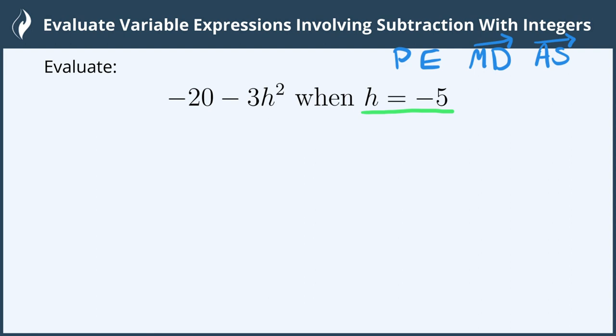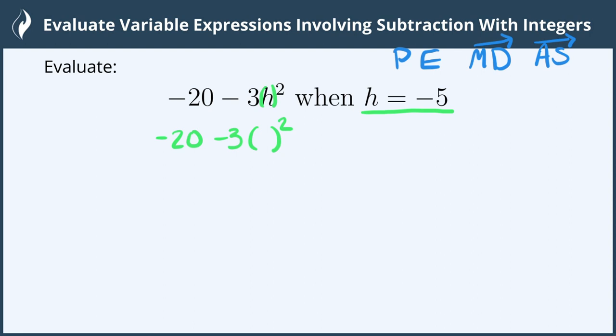But before we do that, I always replace the variable with a set of parentheses so that I know where I will be substituting the number in for the variable. So here we have negative 20 minus 3 parentheses squared. Notice how the parentheses only go where the h is, and the squared is on the outside of the h, so it is not inside the parentheses.